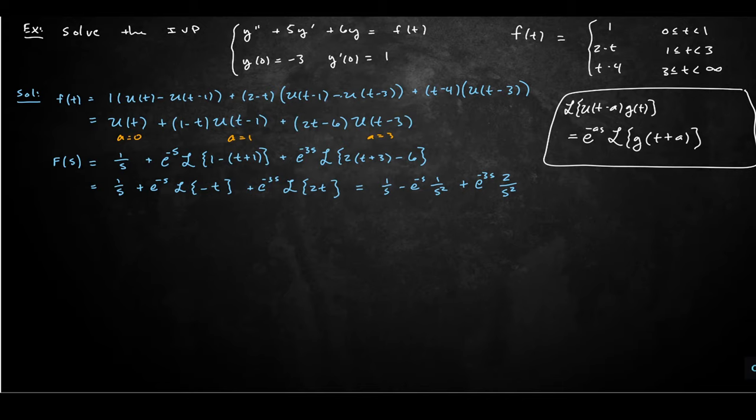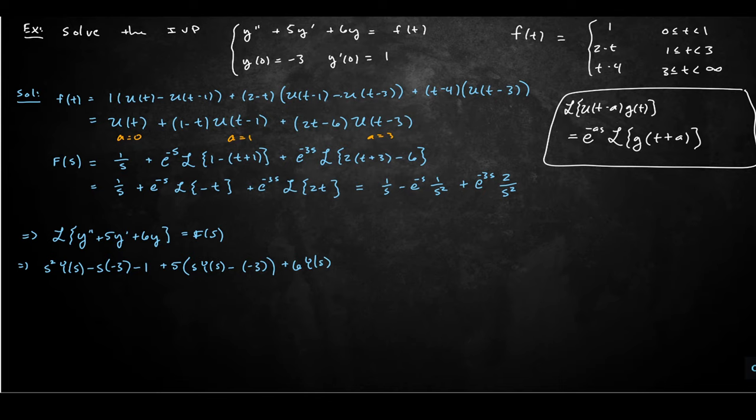So now let's look at the differential equation. So now Laplace of y double prime plus 5y prime plus 6y equals F of s. So what would that tell us? That would tell us that s squared Y of s minus s times negative 3 minus 1 plus 5 times s Y of s minus negative 3 plus 6 Y of s equals 1 over s minus 1 over s squared e to the negative s plus 2 over s squared e to the negative 3s.